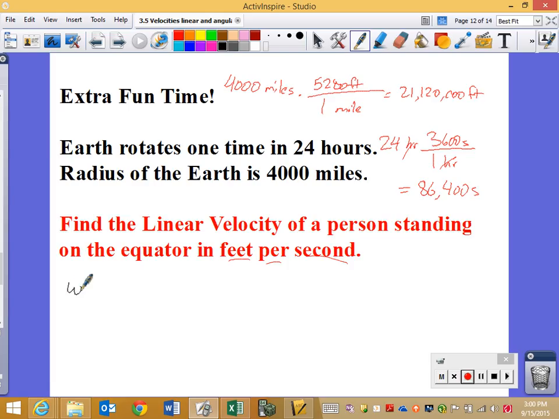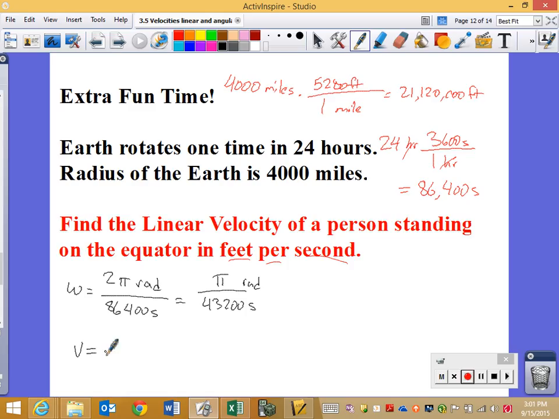I know that my omega is 1 rotation, 2 pi radians, divided by the amount of time it takes to go all the way around, 86,400 seconds. Simplifying that down, it gives me pi divided by 43,200 seconds, radians on top. So I have an angular velocity of pi divided by 43,200 seconds. Now in order to find linear velocity v, remember our formula we were given, r times omega.